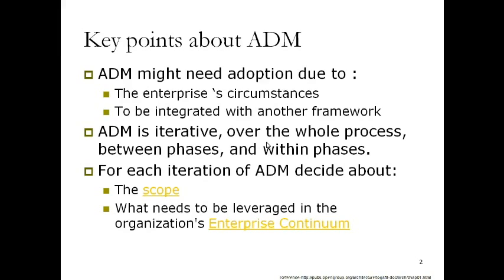For each iteration, ADM also decides what the scope is and what needs to be leveraged in the organization's enterprise continuum. So basically every time we use ADM, we do an iteration. Throughout this iteration, we will discuss the scope of the work to be done and also how these are relevant to the enterprise continuum, and we also use the enterprise continuum components in order to achieve that.